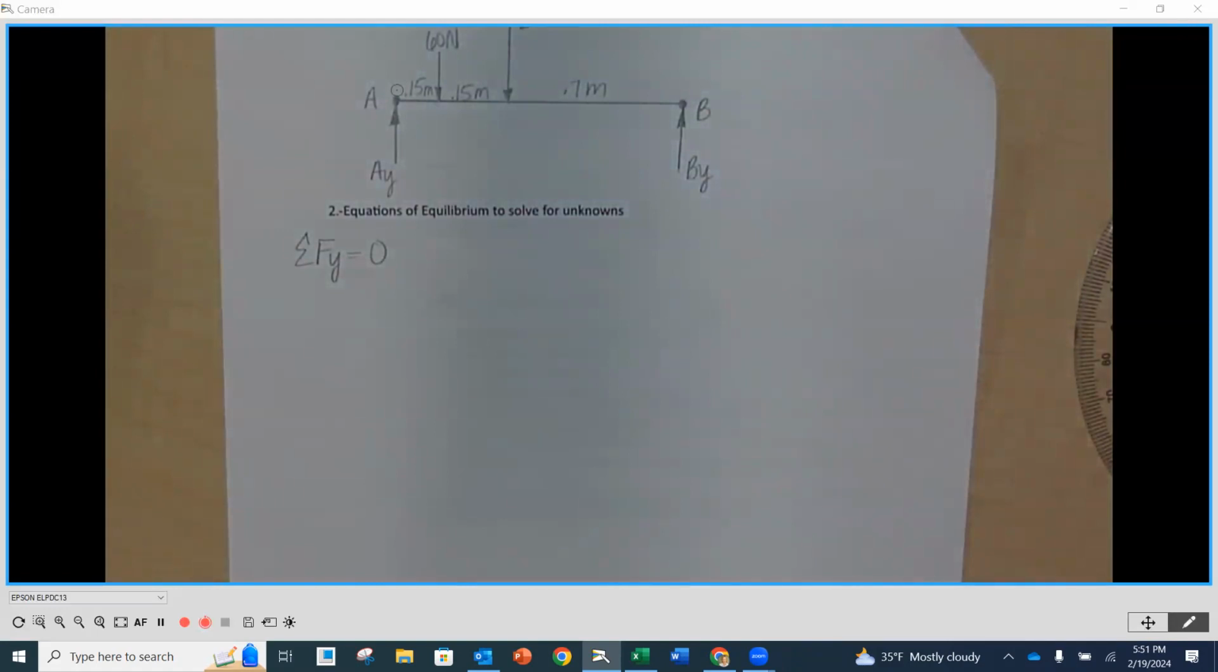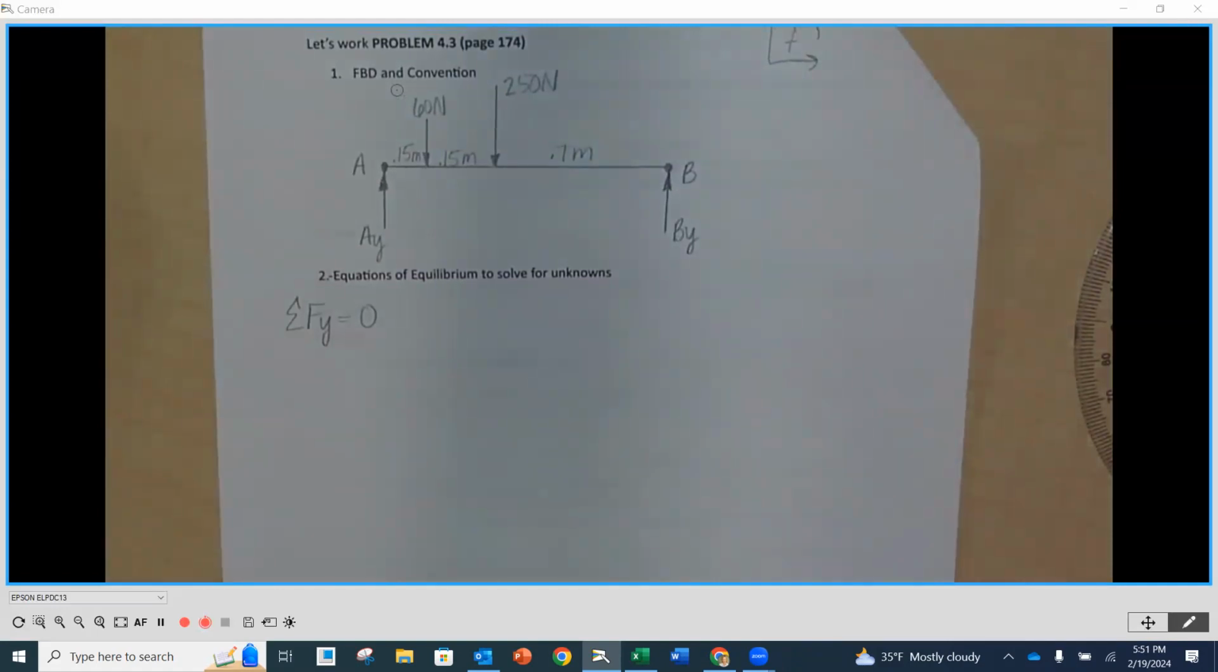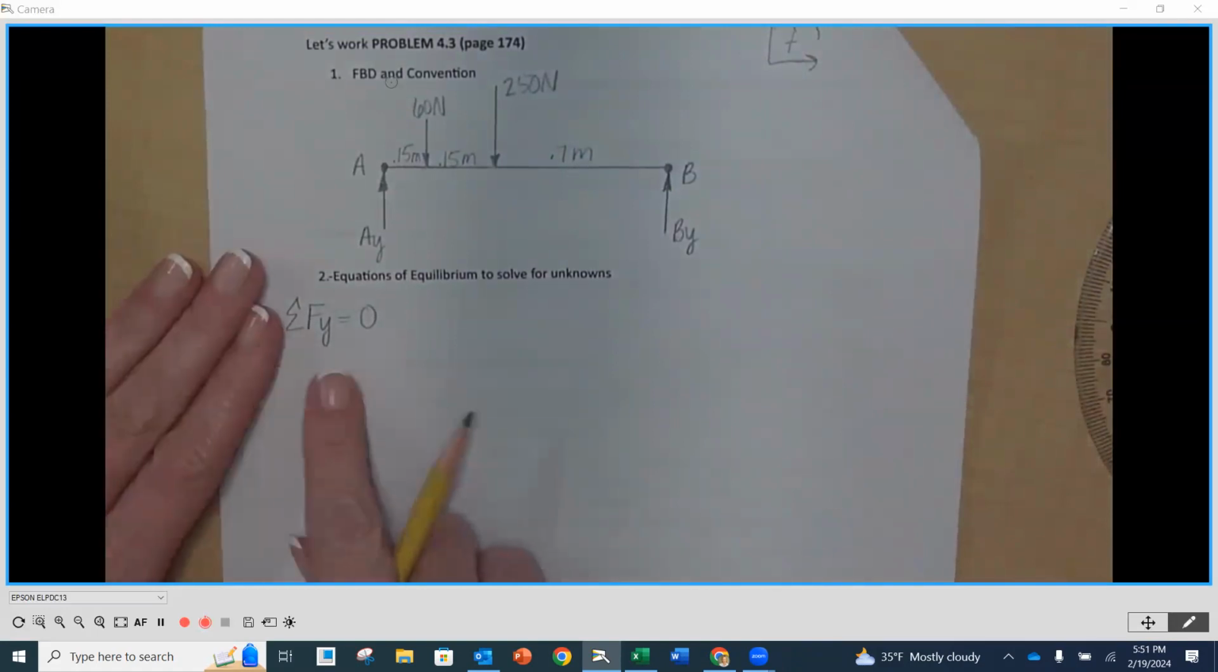Now, starting on the left-hand side, we're in force mode, so that means that anything that is in the vertical direction, anything going up is going to be positive, anything going down is going to be negative. Write the left-hand side here based on what we have drawn above.